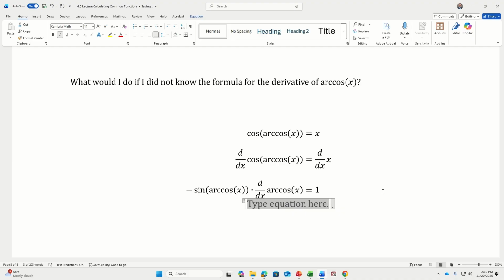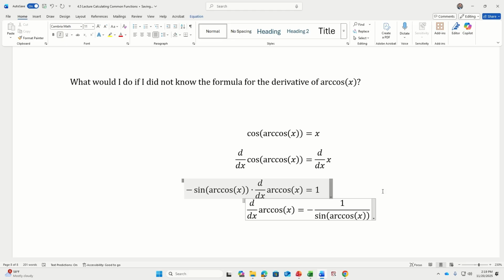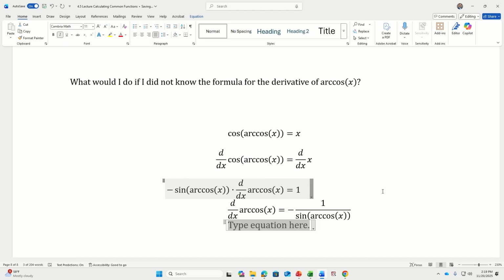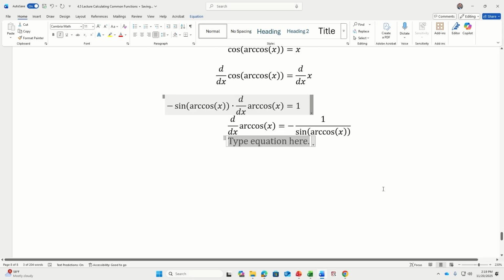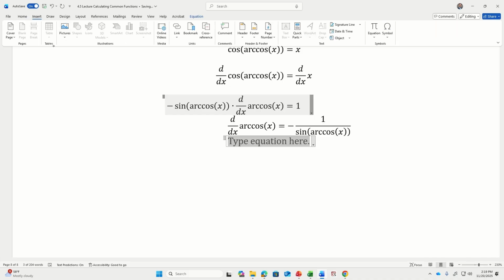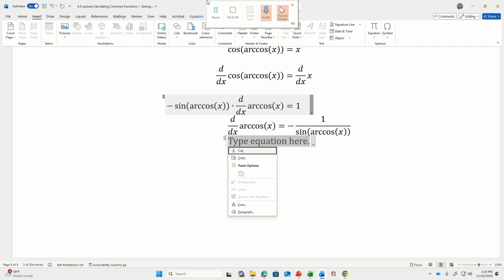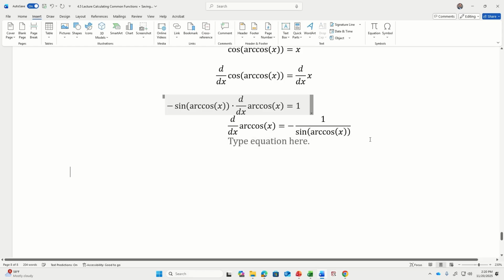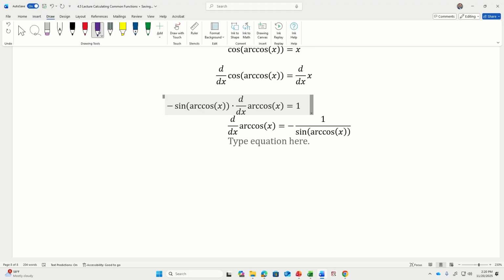All right, so now I know that the derivative with respect to x of arc cosine of x is equal to -1 divided by sine of arc cosine of x. But this doesn't look like the formula we are used to seeing. How do I show that sine of arc cosine of x is really just the square root of something? Gotta draw a picture.